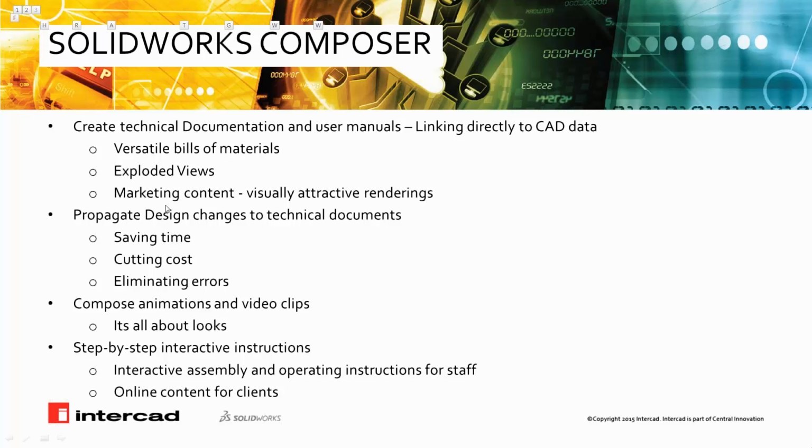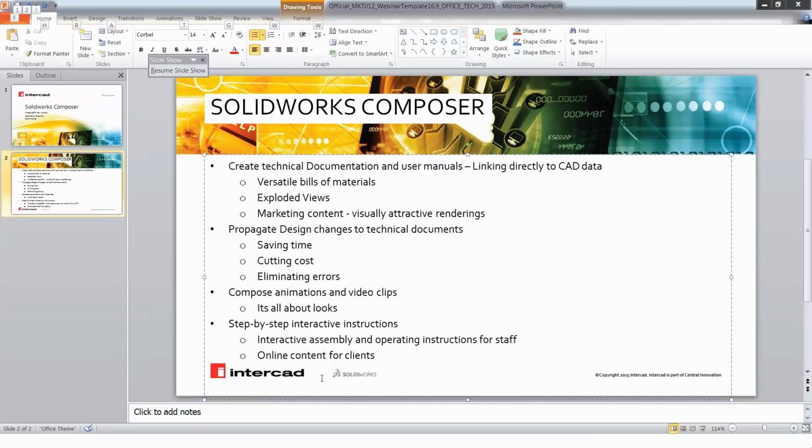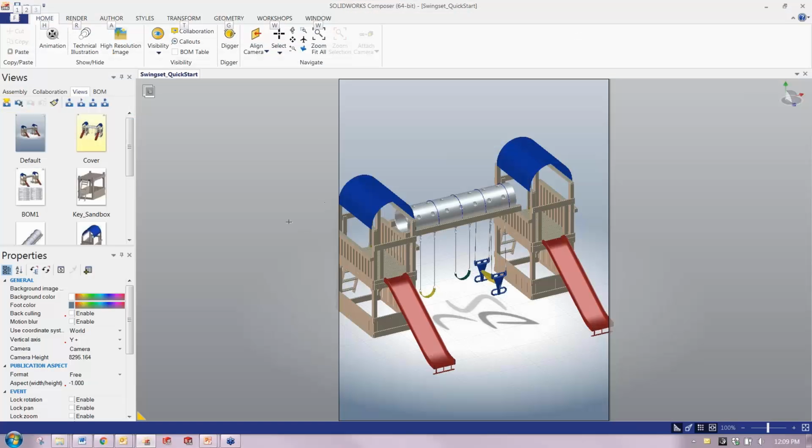And this, of course, saves us a whole lot of time. We don't have to go through all the documents and make those changes. Also, if we've got marketing material, renderings and covers and whatever else, this obviously cuts quite a bit of cost, as well as eliminating errors. So you're not missing out on anything in those 100 pages, and you make sure that everything that has changed is propagated through. So let's have a look at Composer and how it can do that.